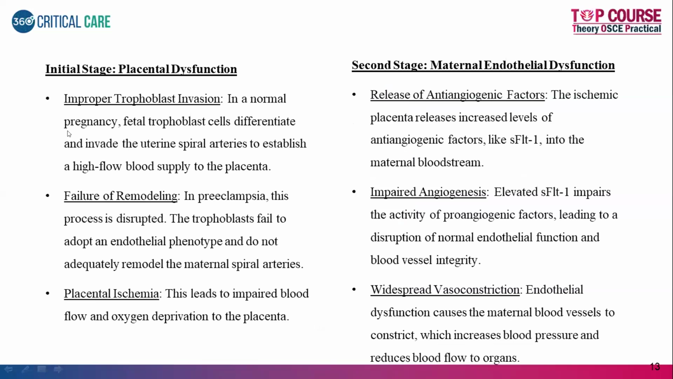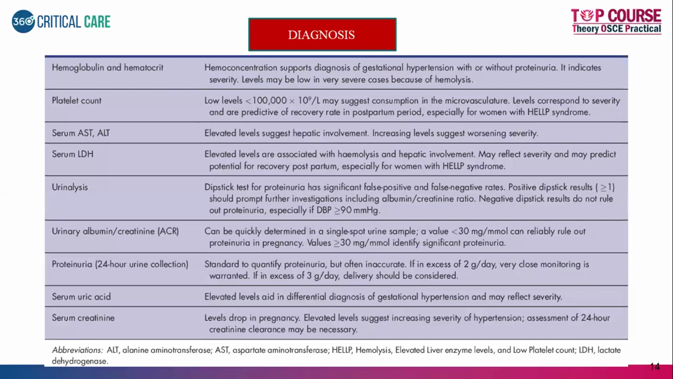Okay, the same thing which I have told. Improper trophoblast invasion, failure of remodeling, placental ischemia. This in detail I've just mentioned it. Then release of anti-angiogenic factors, impaired angiogenesis and widespread vasoconstriction leading to end organ damage. Okay, simple. Now coming to the diagnosis.